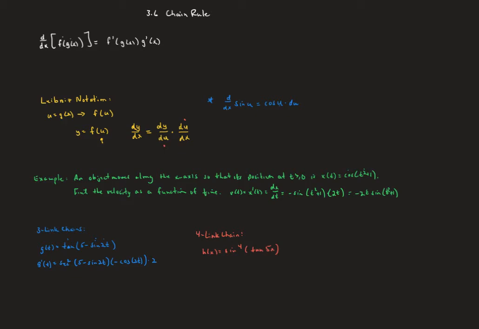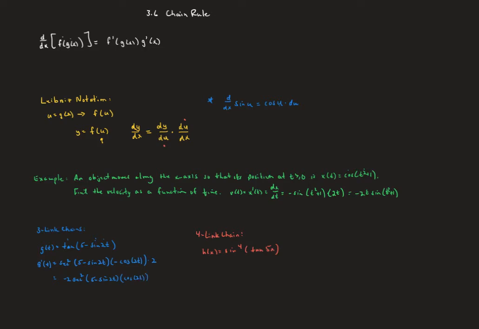So the 2 will join the negative and come all the way out in front as a negative 2 secant squared of 5 minus sine of 2t, and then times, now this is not in the secant squared at all, but we'll have the cosine of 2t.